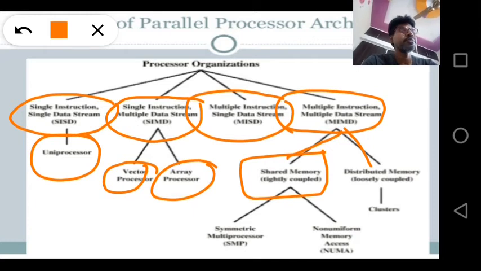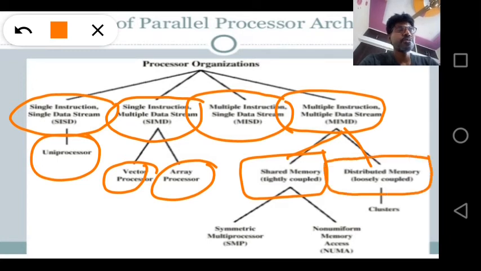If you see somewhere else, tightly coupled means it is related to memory: there are multiple processors, or there is one common memory being shared by multiple processors, which is called tightly coupled. And as we have seen, there is also another type, that is distributed memory, which is called loosely coupled, because each processing element has its own local memory. This is implemented using clusters. This is called loosely coupled.